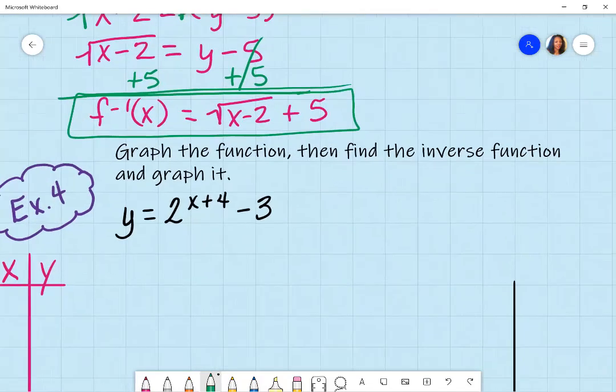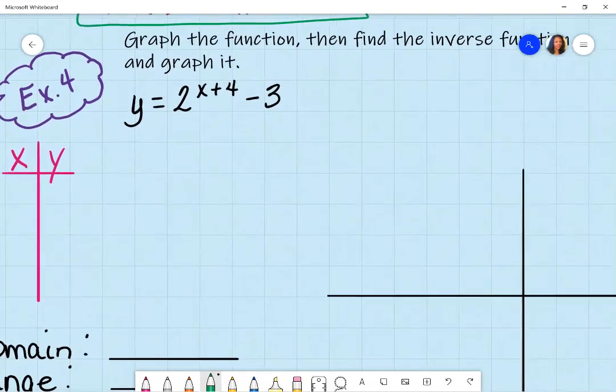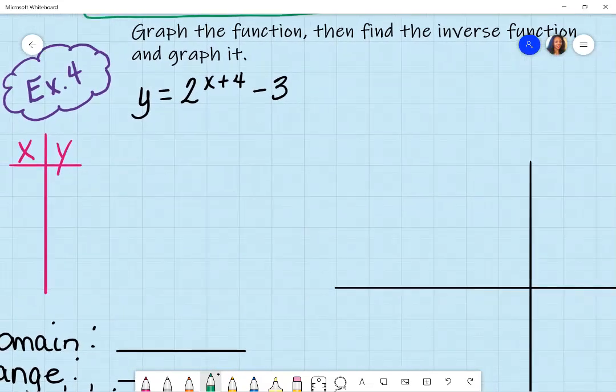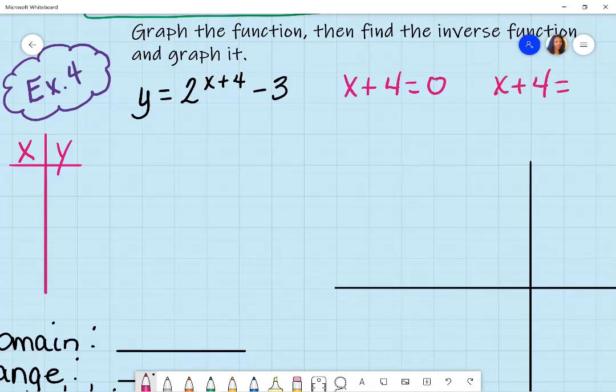All right, so the next section will be graphing the function and then finding the inverse function and graphing it. The first thing that you want to do is identify certain points. In this case, I'm dealing with an exponential function, and I know it's an exponential function because there's an exponent there. What I would want to do is set that entire exponent equal to 0 in one instance. And then I want to also set it equal to 1 in the other instance.